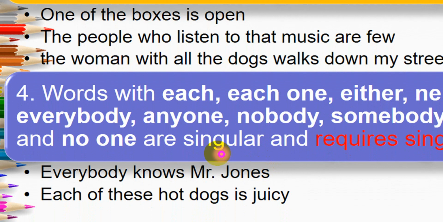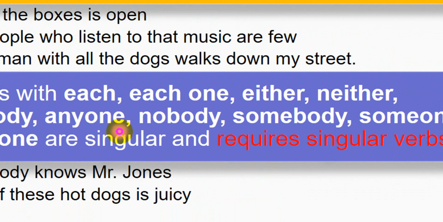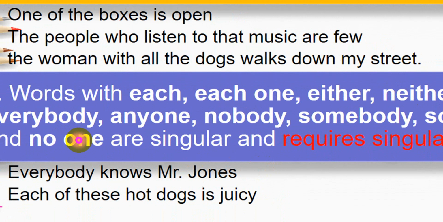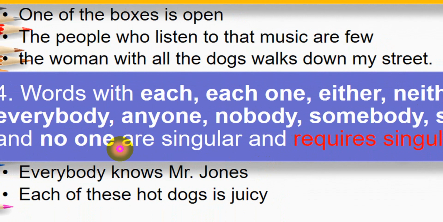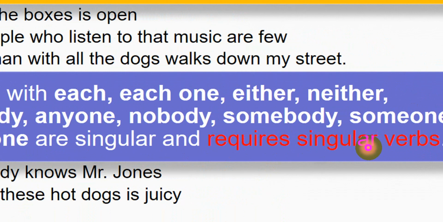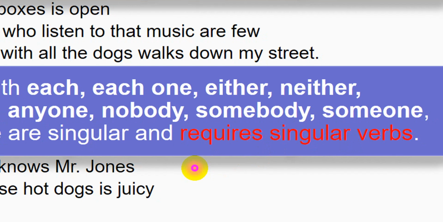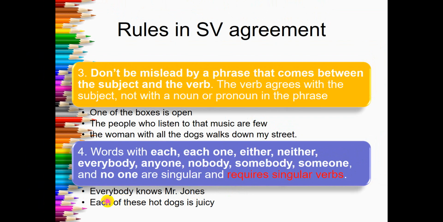Rule number 4. Words with each, one, either, neither, everybody, anyone, nobody, someone, and no one are considered singular. So it requires singular verbs. Here we got an example. Everybody knows Mr. Jones. Everybody is singular, then we have to add s.